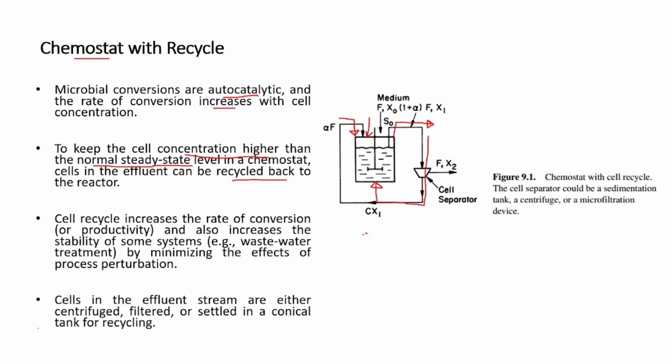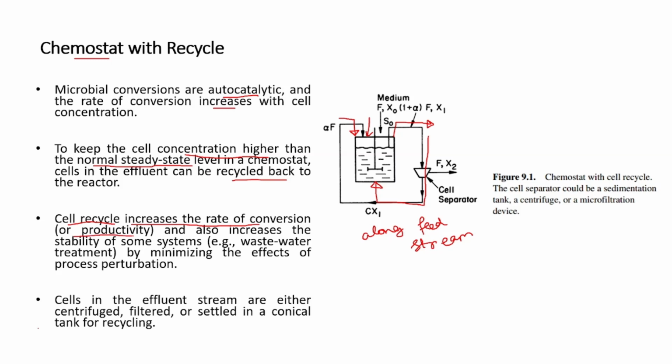So you recycle some of the product stream into the chemostat along with the feed stream. You recycle the product stream along with the feed stream. This is what recycling means. This is done to maintain the cell concentration above the normal level.